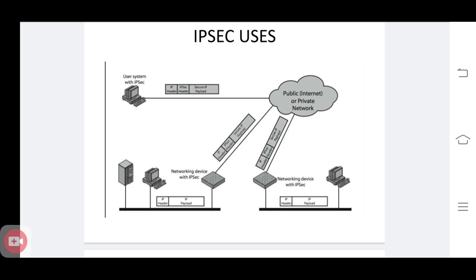For that, we can see the data format: the IP header, the IPsec header, and then the secure IP payload. Payload means the data that is transmitted across the network. So we are providing security to the original data by implementing IP security. This is a typical scenario for IPsec usage.